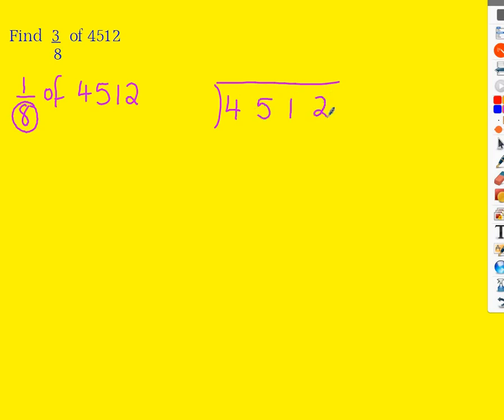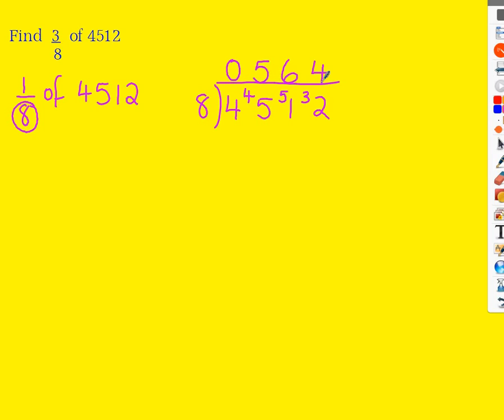4,512 divided by 8. How many 8s in 4? There aren't any. We carry over the 4. How many 8s in 45? Well, 5 8s are 40, so the remainder then is 5. How many 8s in 51? 6 8s are 48, so that's a remainder of 3. How many 8s in 32? There are 4.